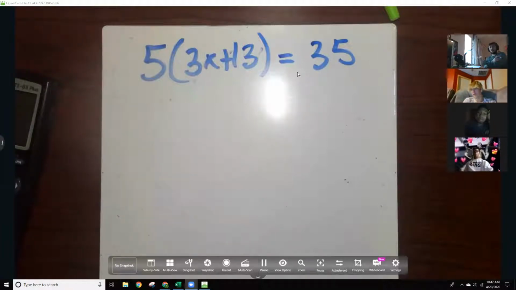But at the same time, we got to know our steps too, especially for anybody moving on to Algebra 2 next year. You're going to have to solve equations using steps, not just the calculator, all right?